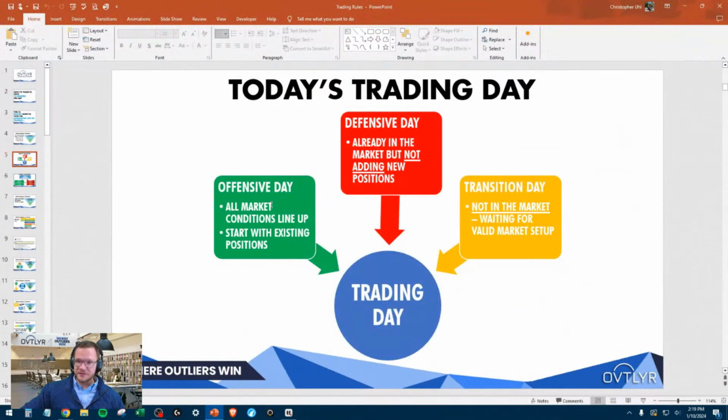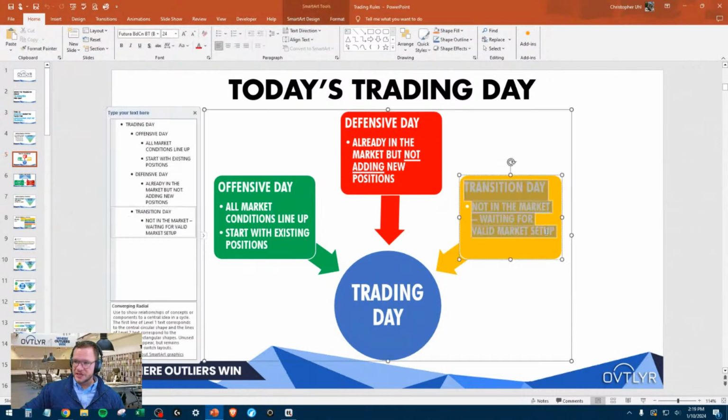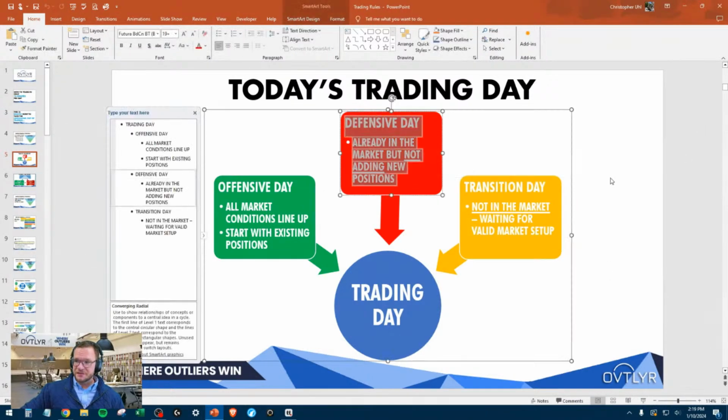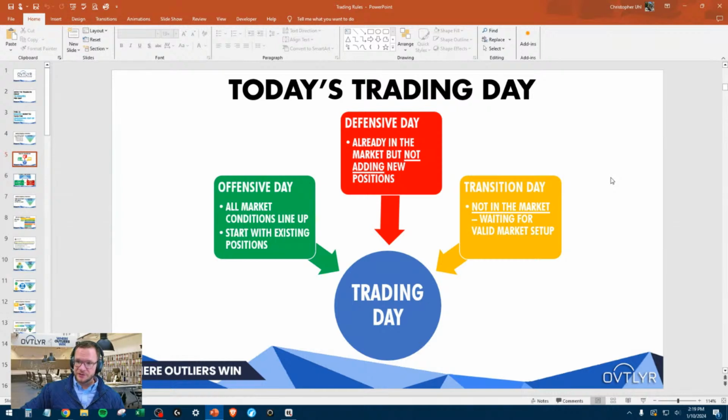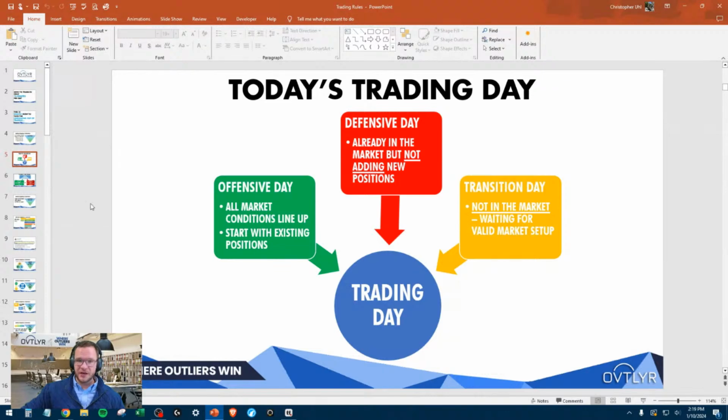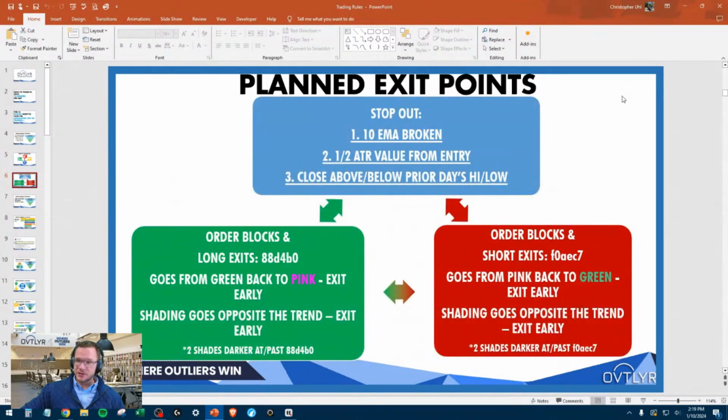What do I mean by offensive day? Well, we have 3 types of days. We have a transition day, where we're not in the market and we're not going to be putting on any trades. Next is a defensive day. We're already in the market, but we're not going to be adding any new trades. And today is an offensive day, where all market conditions are lined up, and you always start with your existing positions looking to reduce risk.